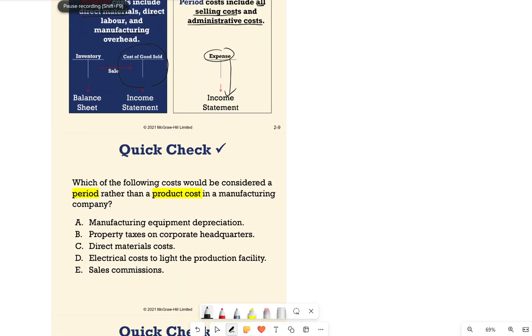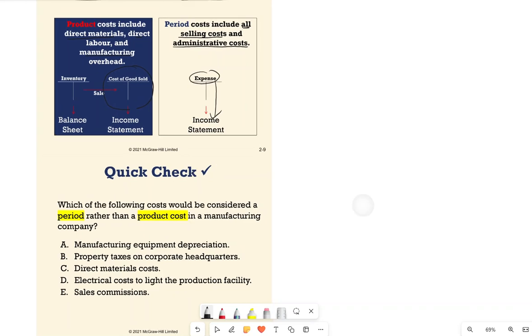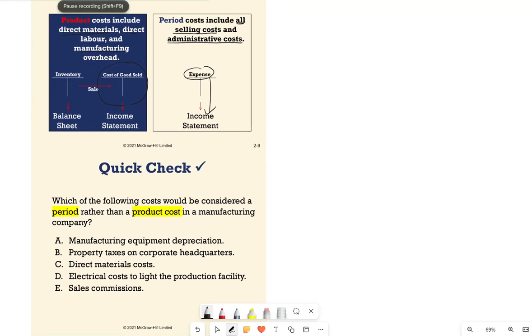So let's do our first quick check before looking at the solution. Let's see if we could answer this question. Which of the following costs would be considered a period rather than a product cost? So we're looking for it. Which one is a period cost rather than a product cost? So we know that manufacturing equipment depreciation is a manufacturing cost, and it's a depreciation on that equipment.